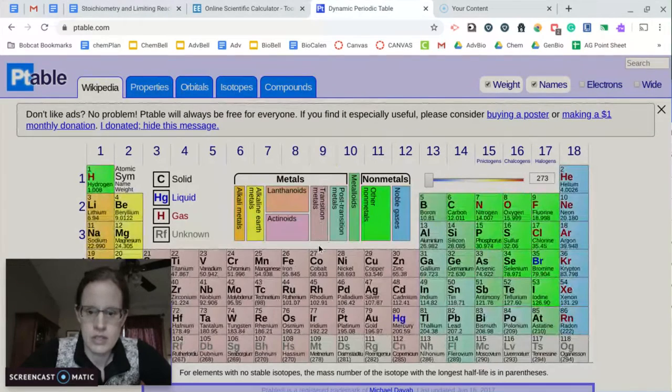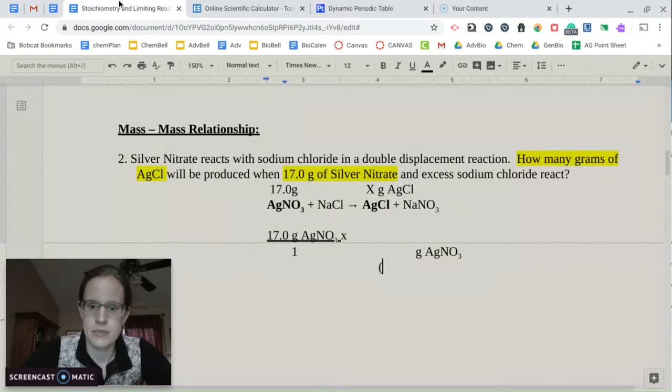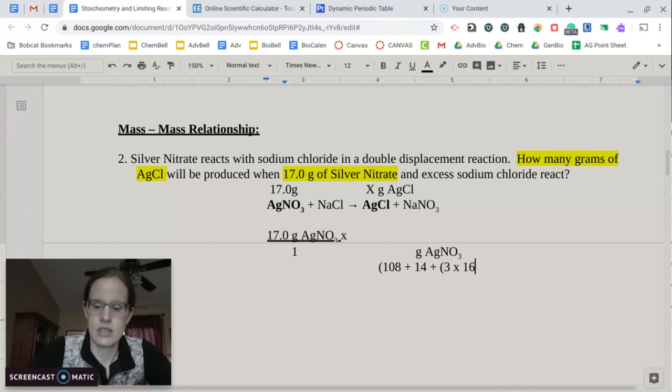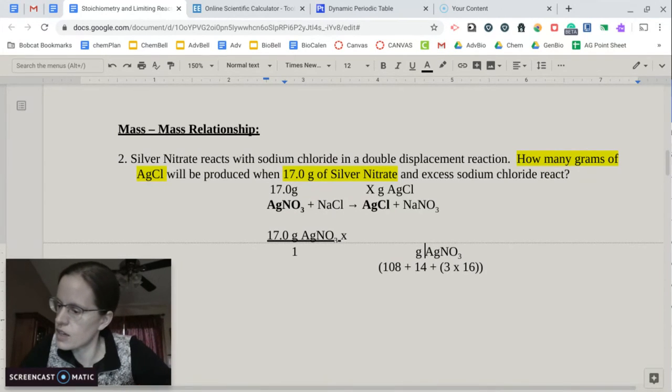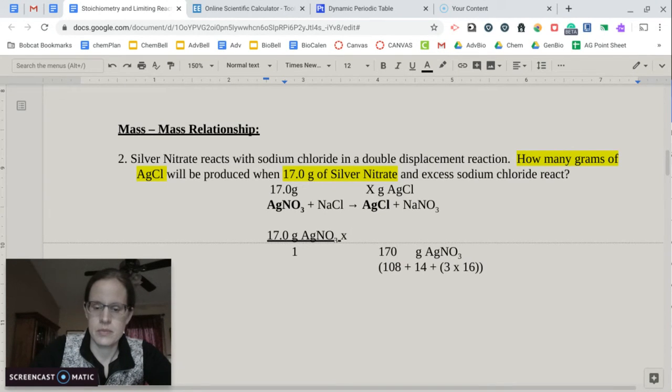You look up silver. Silver is 108, so we're going to have 108 plus nitrogen is 14. We've got 3 oxygen, so 3 oxygen is 16 each. Plug that in your calculator. And I already did that. I got 170. And that's your molar mass. That's your mass for 1 mole.